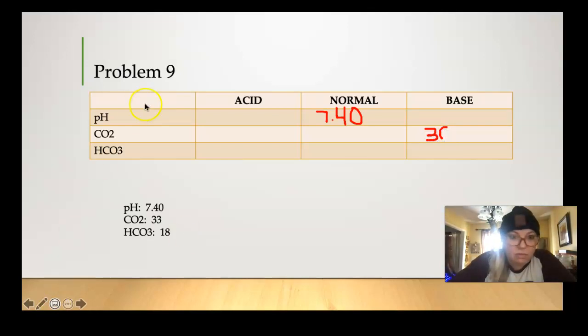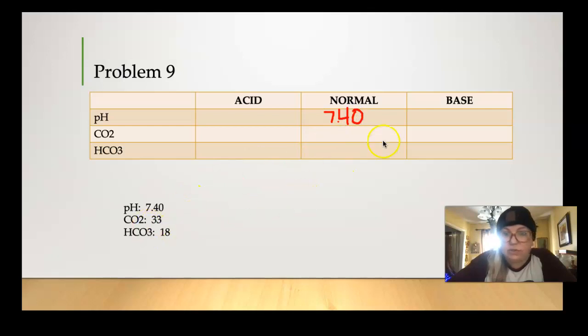Oops, shoot. Let me erase that or undo that. Okay, let's try again. Okay, here we go again. Sorry, I screwed that all up. 7.40. As you can see, I struggle with my trackpad.